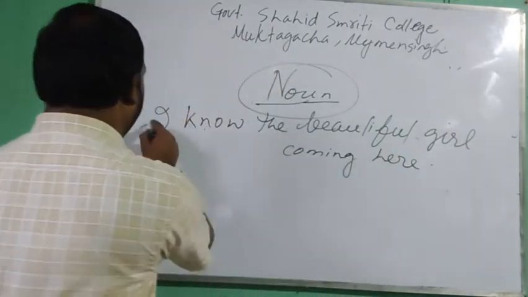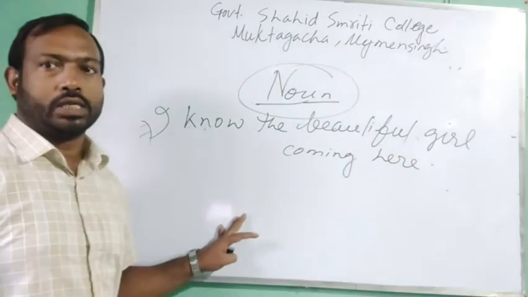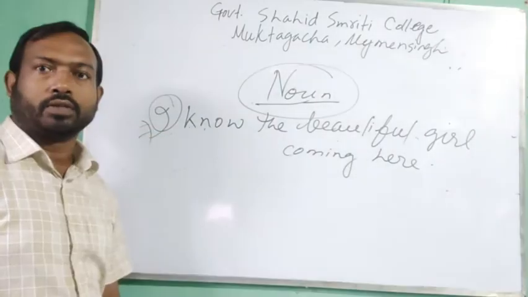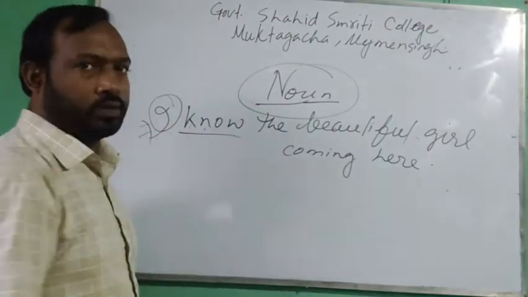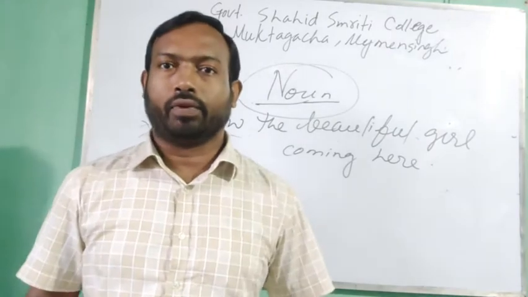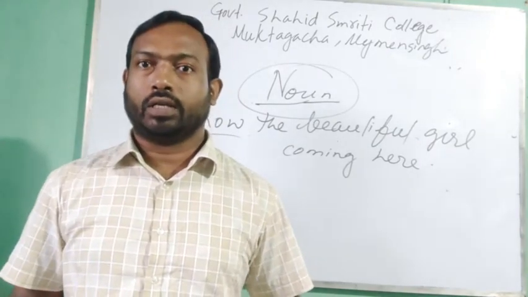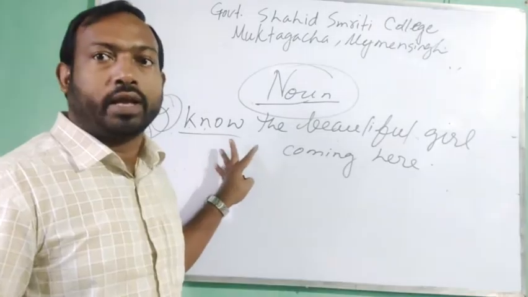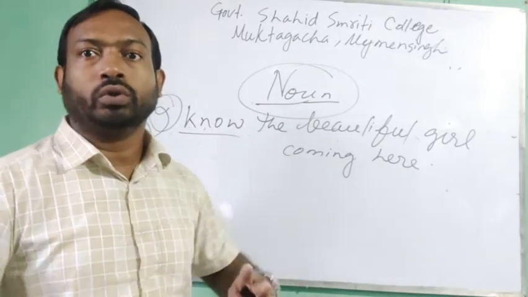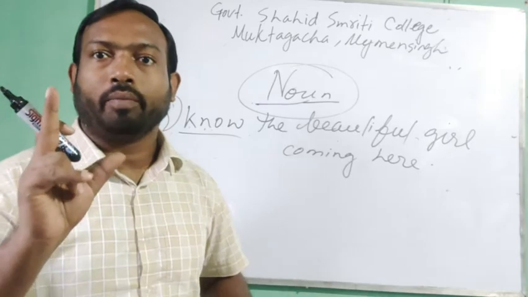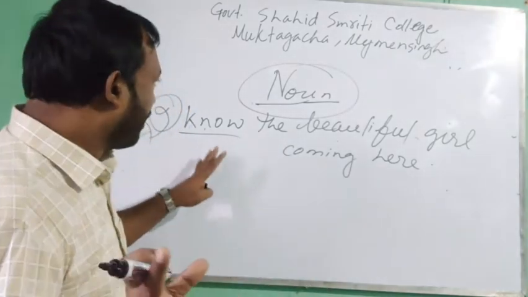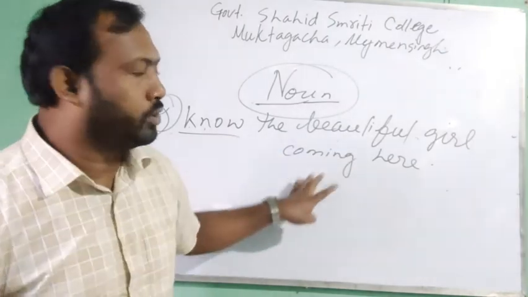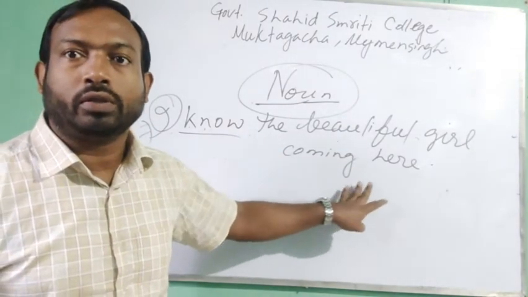Okay, dear students, look here. I is subject, know is a transitive verb, because this names an object. I know. Whom do I know? Kake ami chini. Kake, I mean whom? And the answer is the beautiful girl coming here. The beautiful girl coming here.